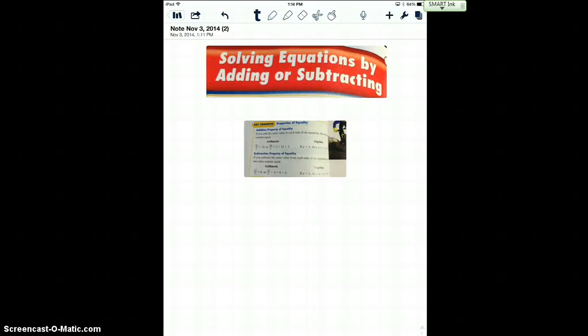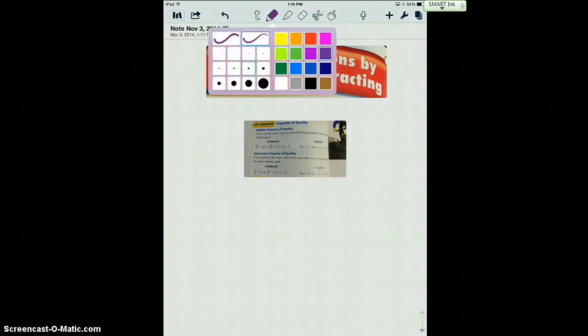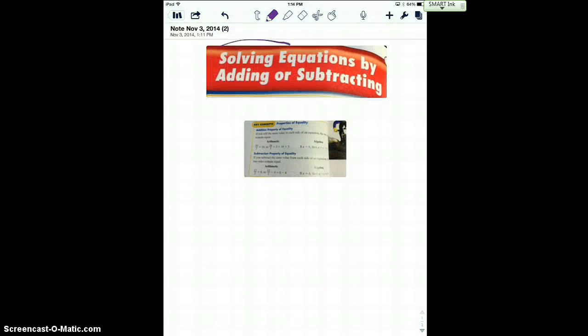All right, here we go. You have me back, Mrs. Eberly, whether you like it or not. We are going to take it a step further, and instead of just solving using number sense with our equations, we are going to solve by adding or subtracting. Okay? And there are certain properties that I want you to keep in mind.